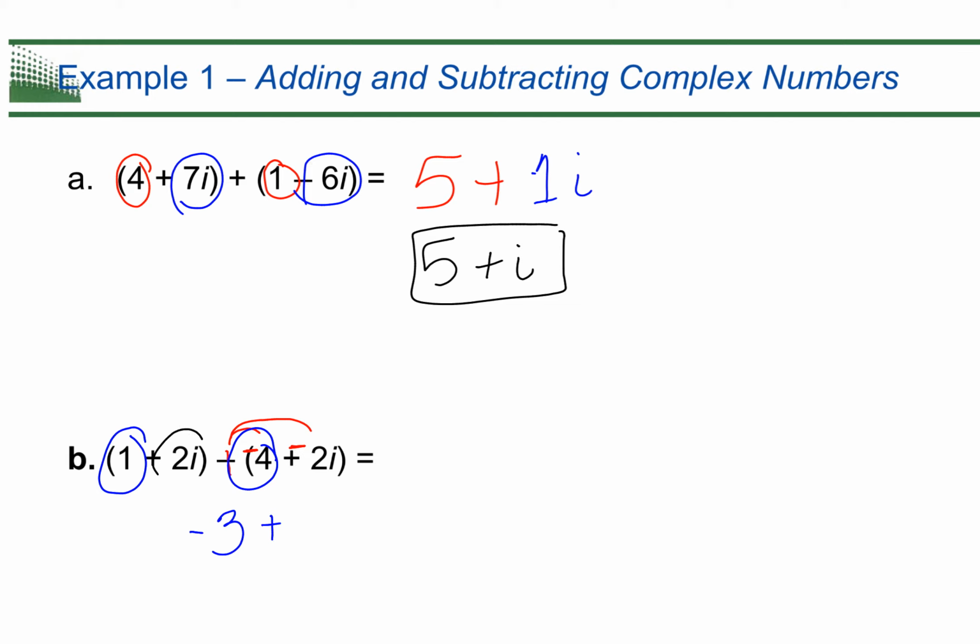Plus 2i and negative 2i, that's 0i. Now there's no reason to write 0i because 0 times i would just be 0. So this just has a final answer of negative 3. So when you're working with a difference problem, I would distribute the negative and just keep working with your addition.